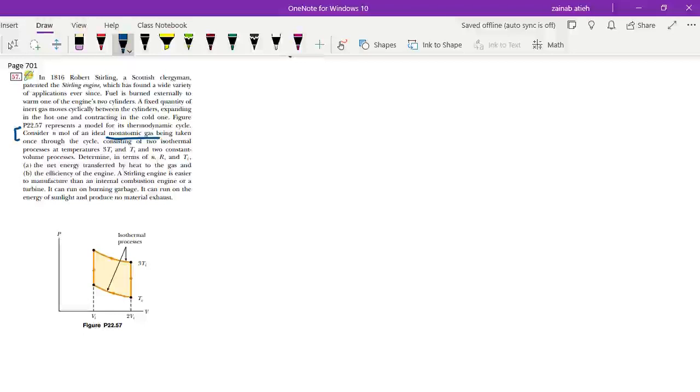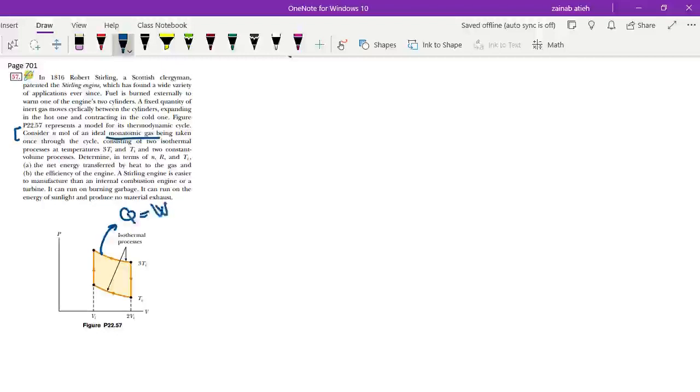So when he says the net, he means the total energy transferred, Q total of the cycle. So we have to calculate Q for the cycle. We're going to do that for each process alone. Anyway, before starting, this is an isothermal process, so for sure Q is equal to W.